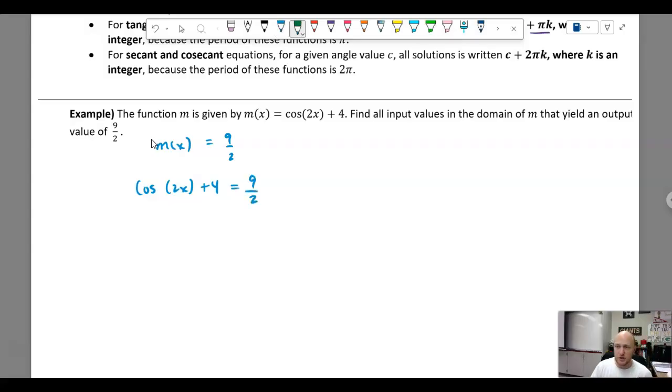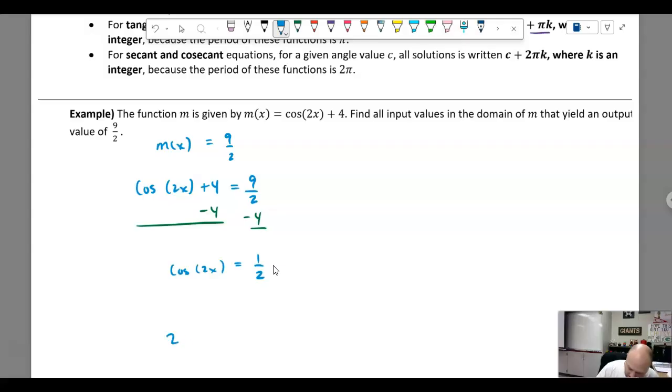Again, the first thing I'm going to do is subtract 4 on both sides. What we get is cosine of 2x is equal to 1/2. I could subtract 8 over 2, right? 4 is 8 divided by 2. It gives me 1/2. Or you notice that 9/2 is 4.5, so I take away 4, that gives me 0.5. I like the 1/2 here because this is going to be important when solving this. Cosine of 2x equals 1/2.